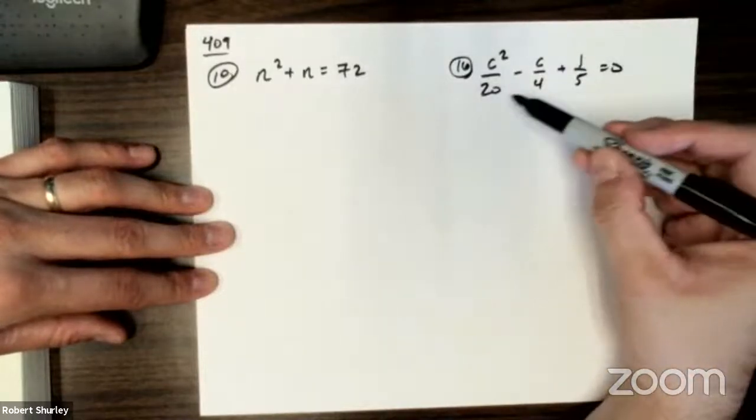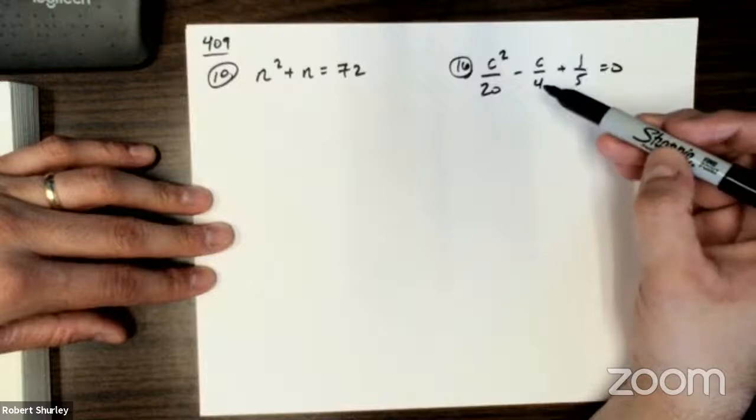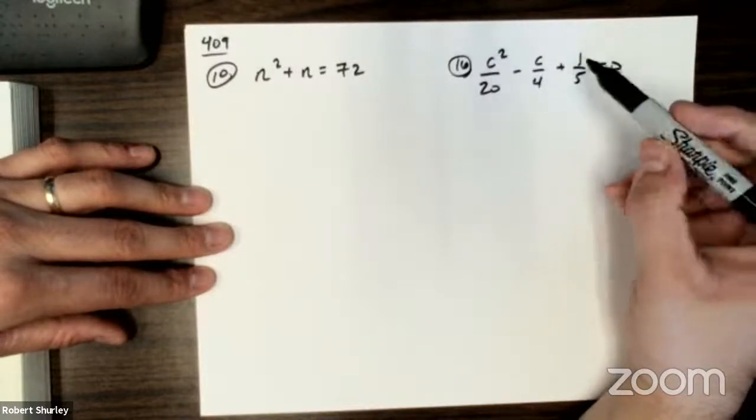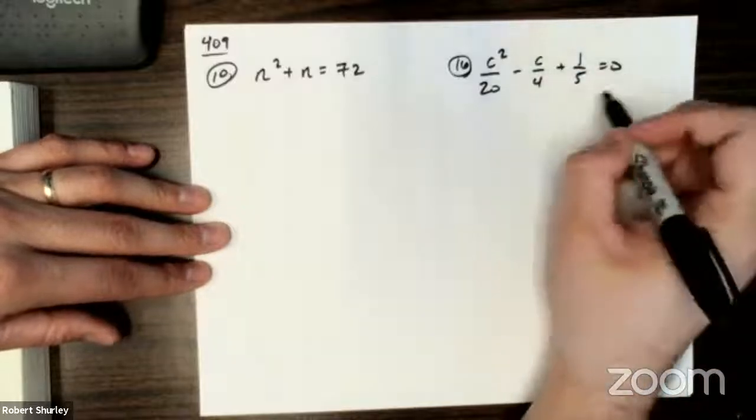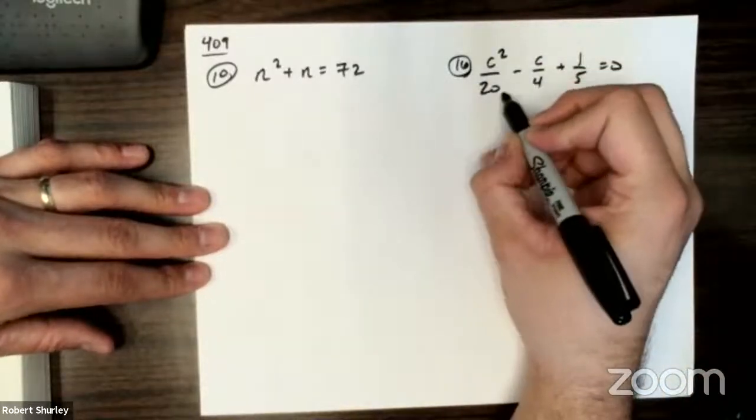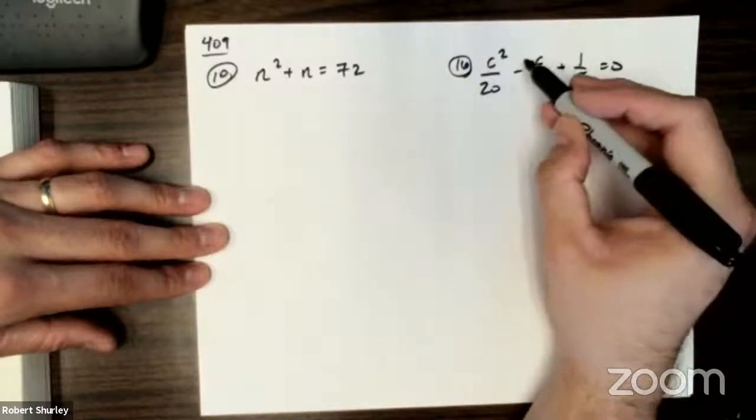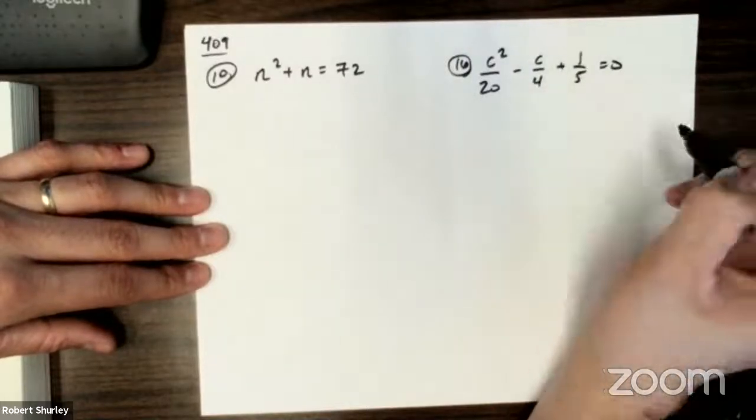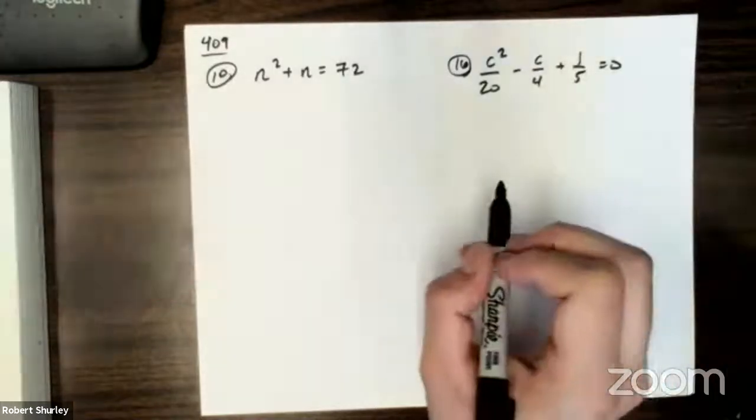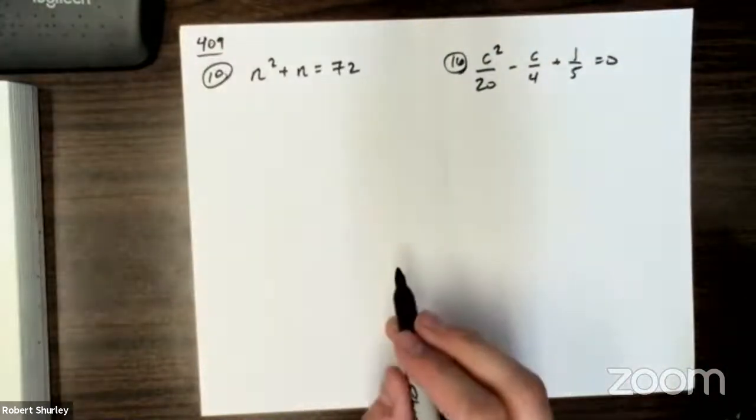Look, on this one, remember on the example we did, there was only one denominator. Well, you multiply each term by the least common multiple. So I'll give you the hint: you're going to multiply each term by 20, because 20 is divisible by 4 and 20 is also divisible by 5. So multiply each term by 20 for number 16.